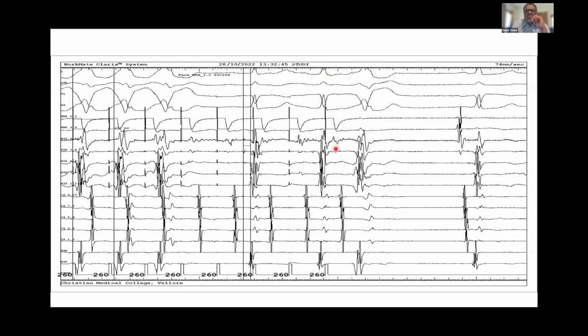This tells us that this is partially connected, and this is the beat in normal sinus rhythm. And if we look at a ventricular event which is followed by an atrial event, that will tell us whether or not there is atrial pre-excitation. Thank you for your attention.